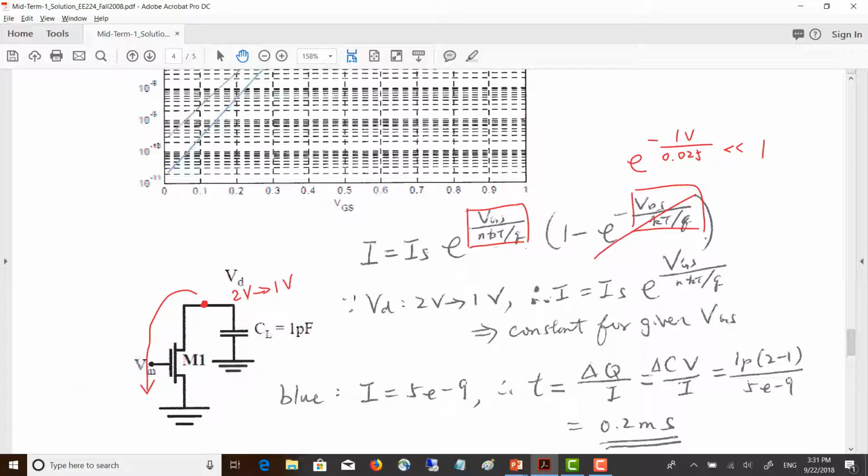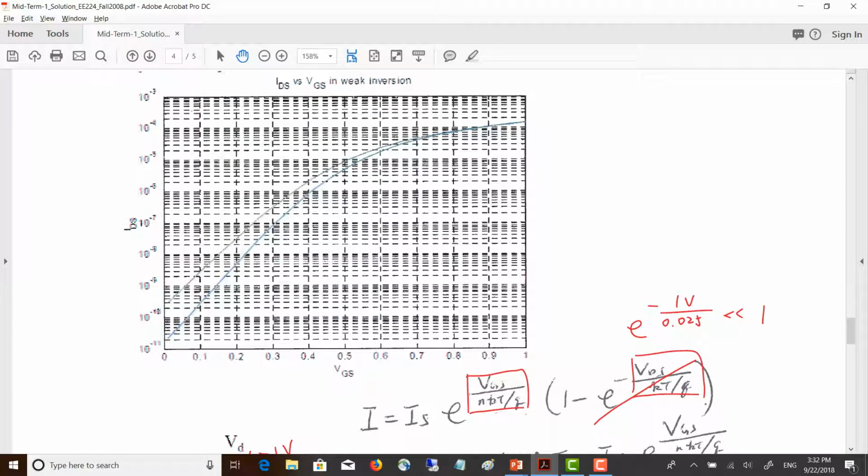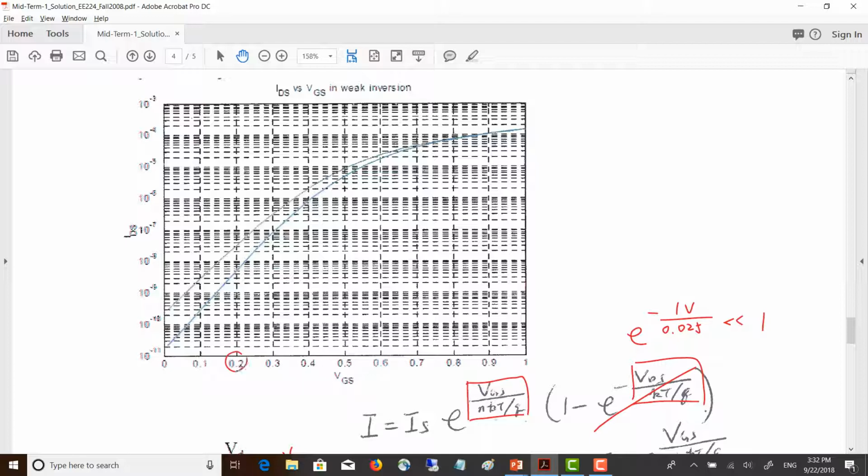As a result, what does it mean? This becomes this, and for a given VG, it's just a constant. So this is no different from a current source, which you saw in the assignment. The only thing you need to do is to find out what the current source is. So it says that at 0.2 volt, you just look at this.